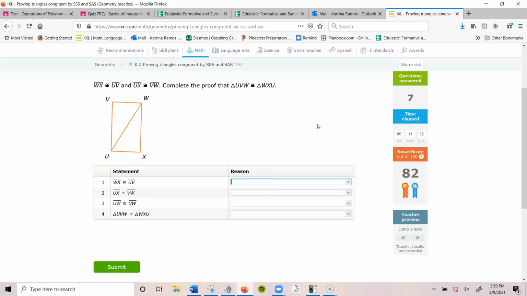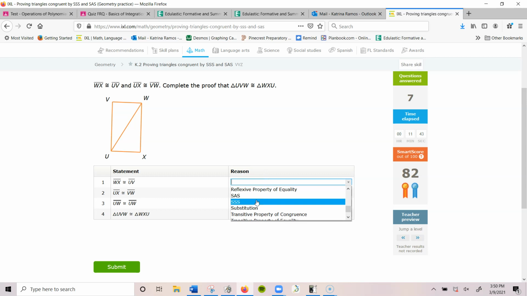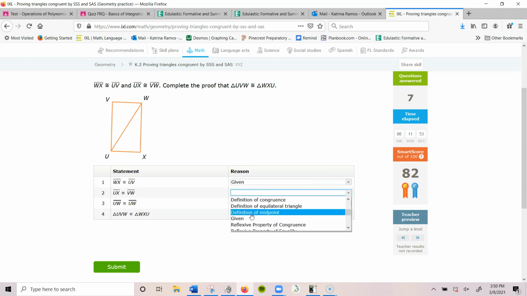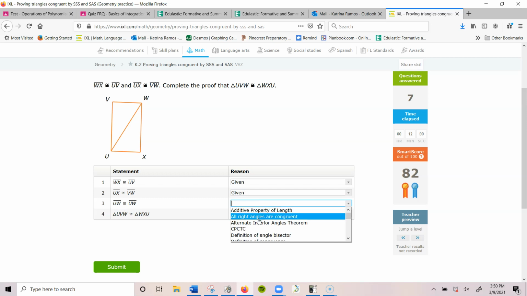All right, this will probably be our last one. We have here, WX is congruent to UV, and that's a given statement. So here we would write given. Then UX is congruent to VW, also a given statement. So once more, we would write given. UW is congruent to UW, again, the reflexive property. The only things we have given here are sides.